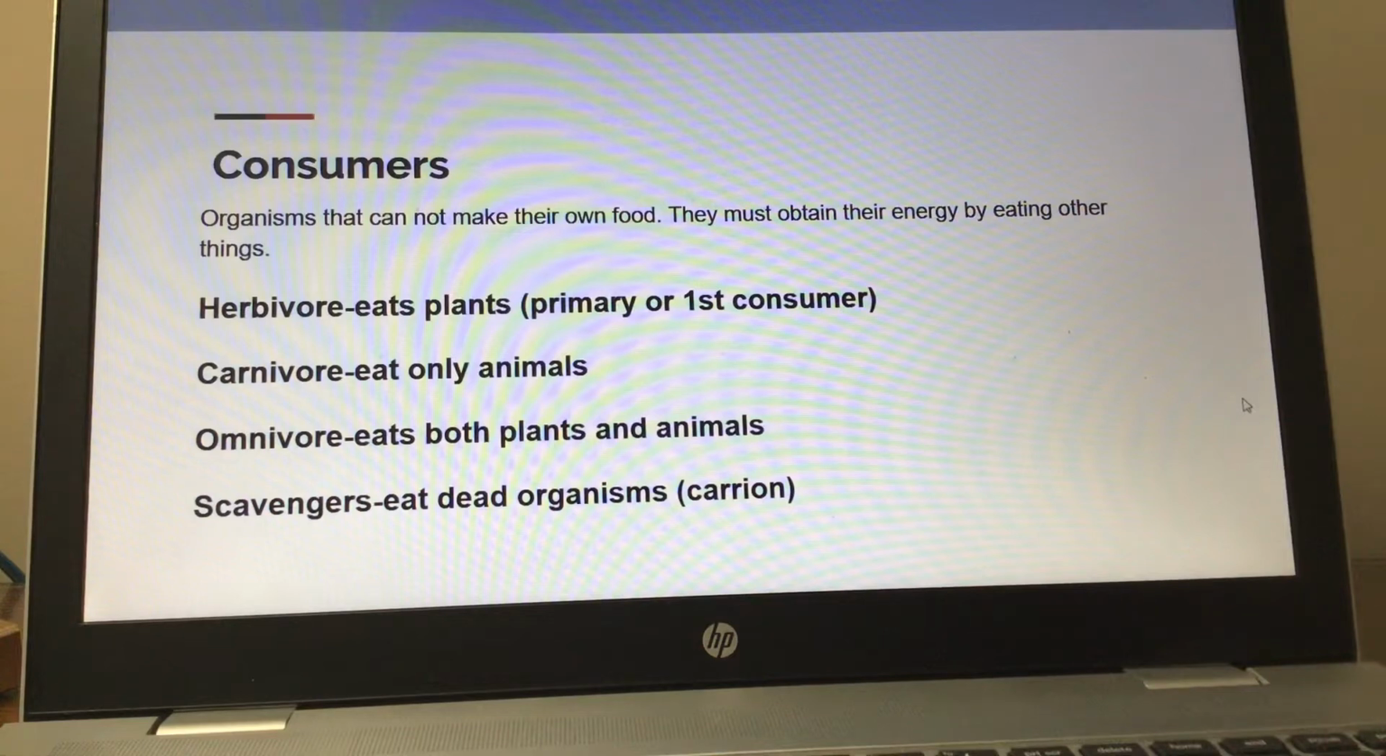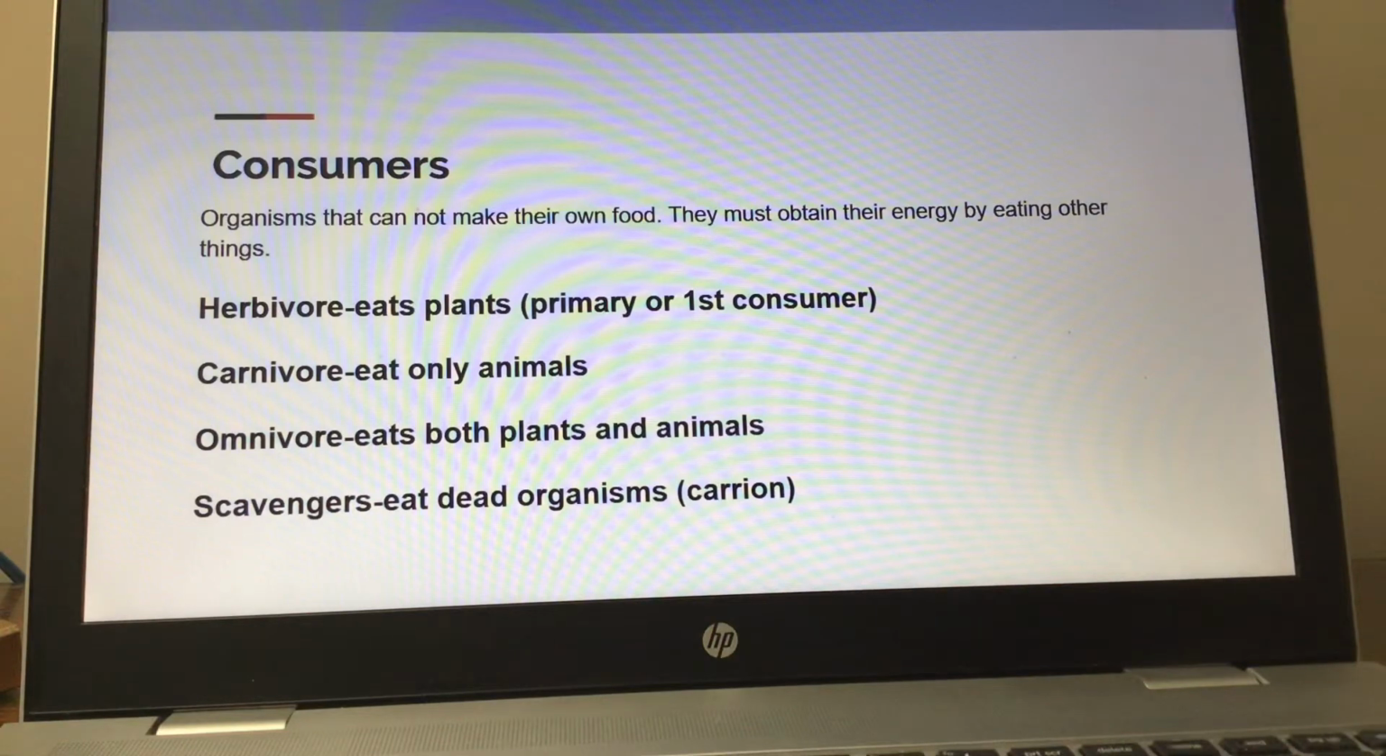Consumers are organisms that cannot make their own food. They must get their energy from the food that they eat. There are different categories of consumers. There are herbivores, carnivores, omnivores, and scavengers. Herbivores only eat plants. They are the primary, or the first, consumer. They get their energy directly from eating plants.